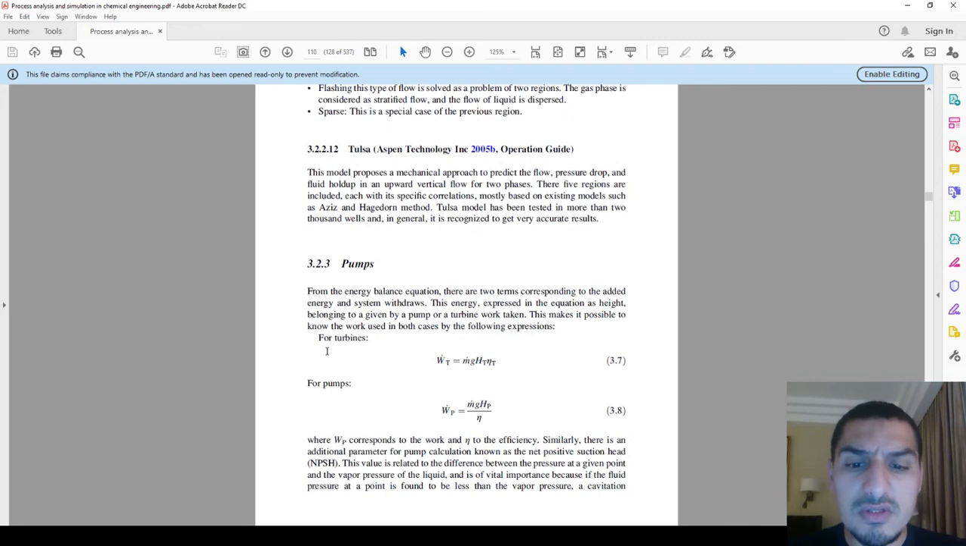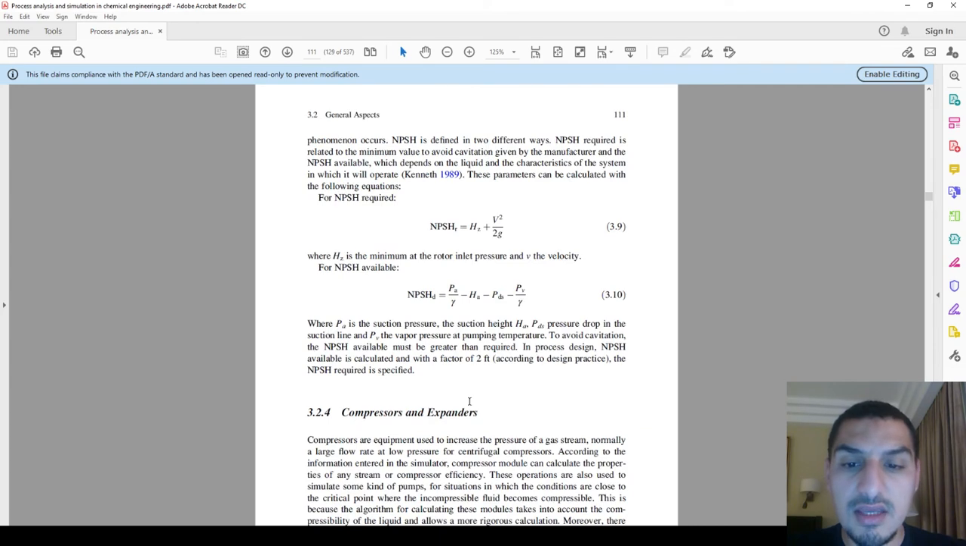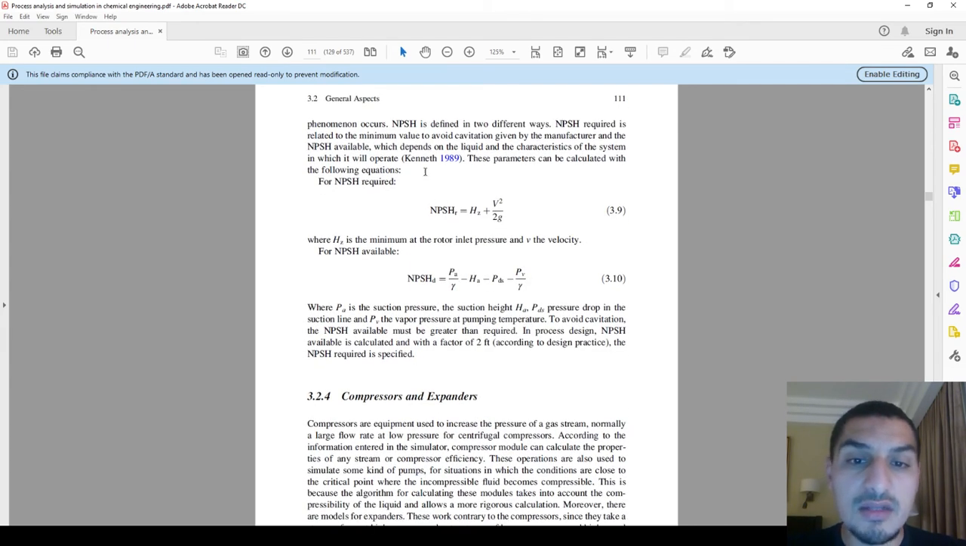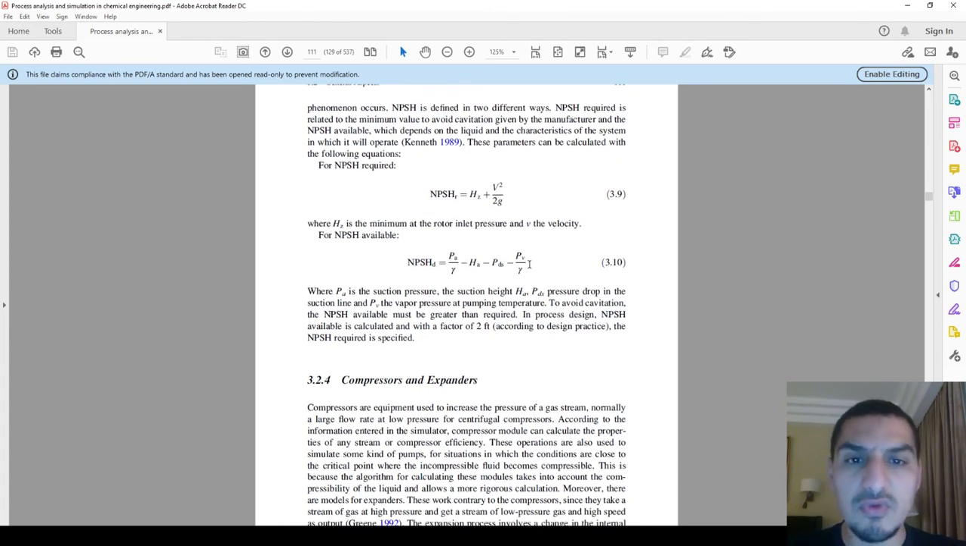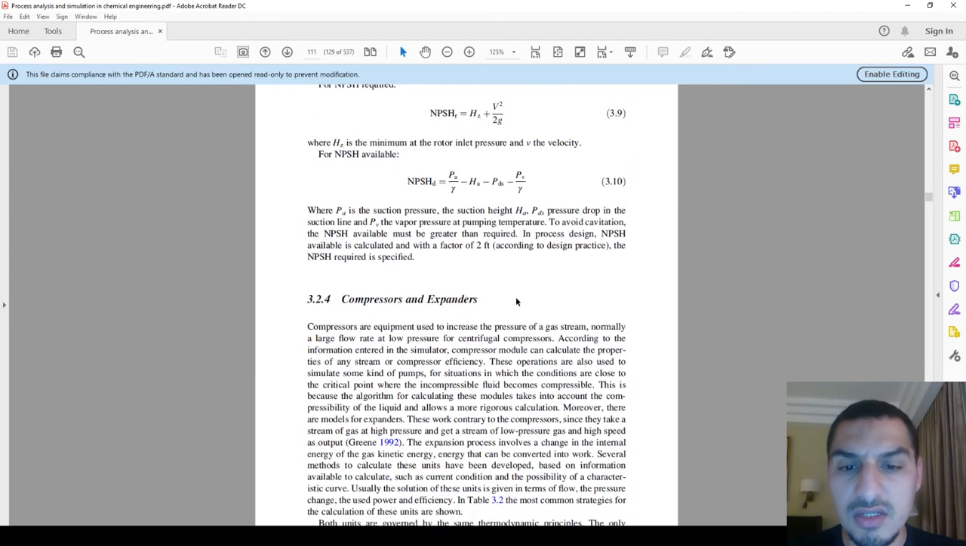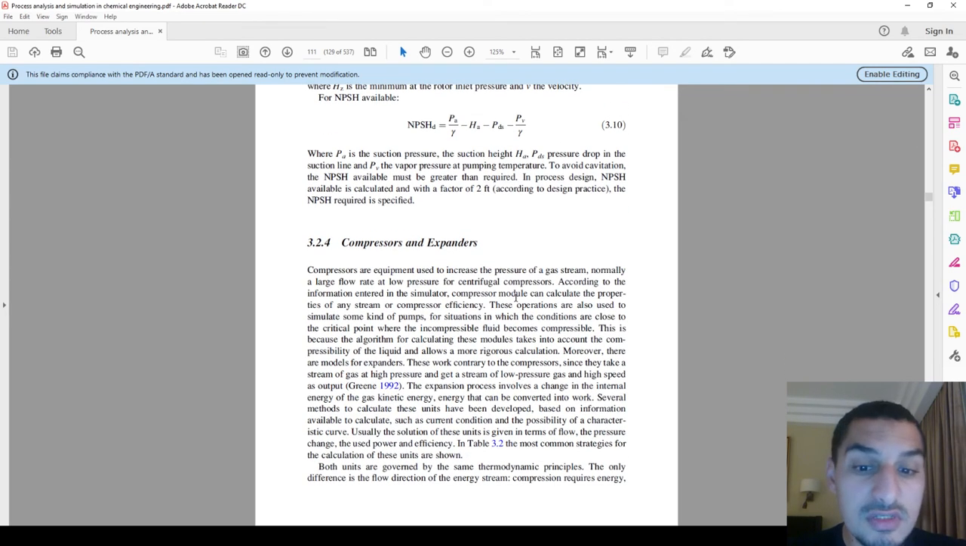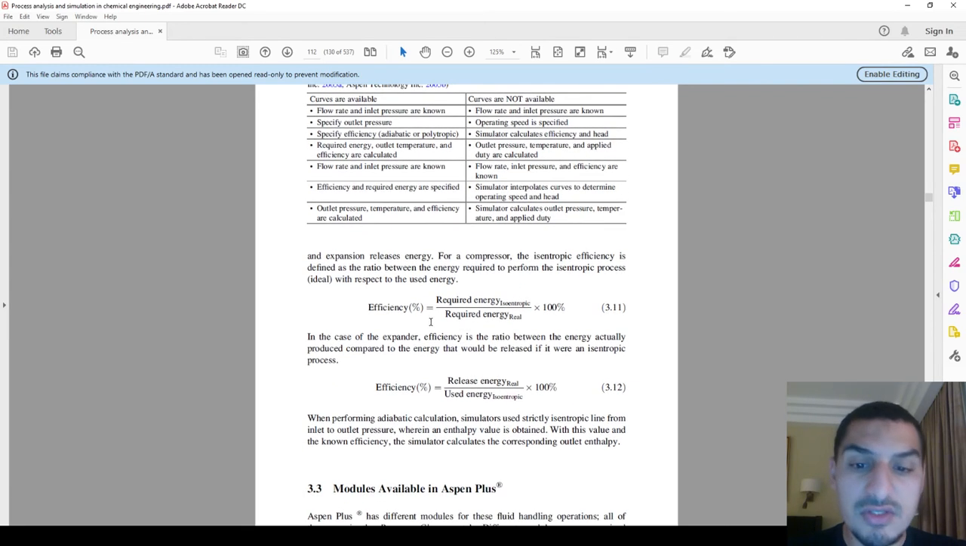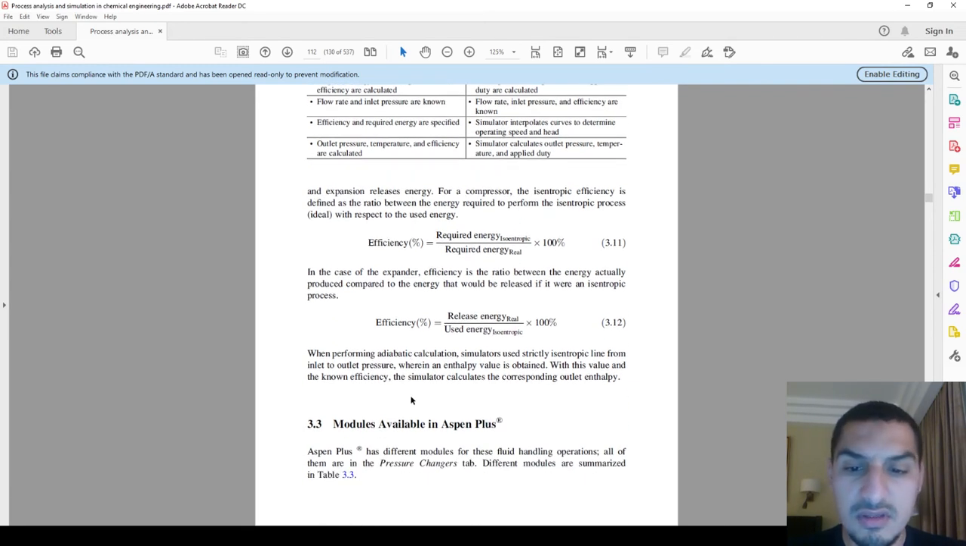Now it talks about pumps, and this is one important thing that we deal with a lot: how to use and model pumps. This is how the pump work can be calculated, this is for a turbine and this is for pumps. It talks about the NPSH and how we calculate it. Again, it's pure fluid mechanics, so I'm not going to go into the calculations. Then it talks about compressors and expanders, their types, the calculations of the efficiency, and all of these things.